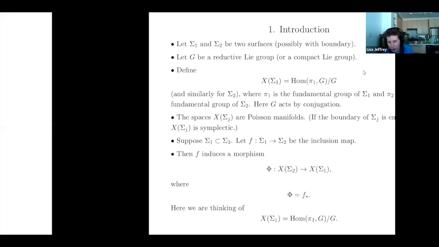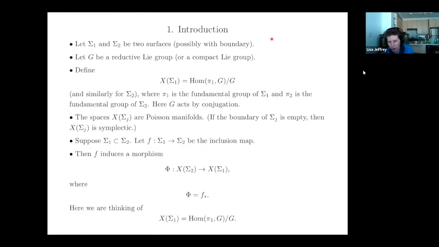So to begin with, suppose we have two Riemann surfaces, possibly with boundary, and let G be a reductive Lie group or a compact Lie group.